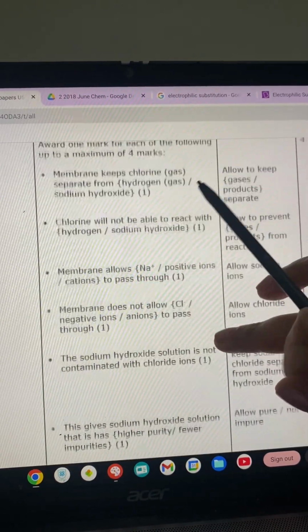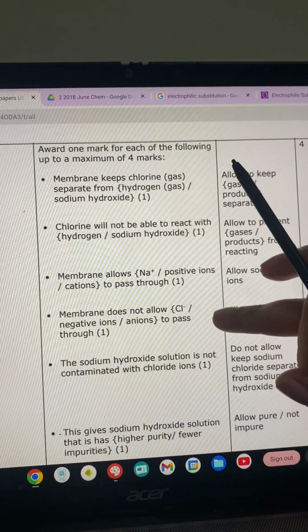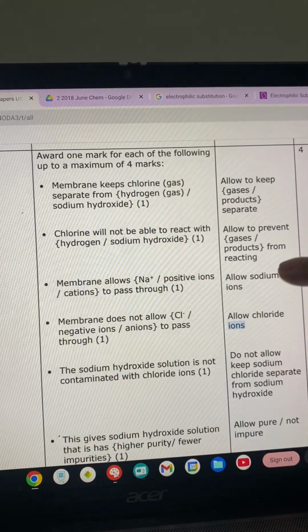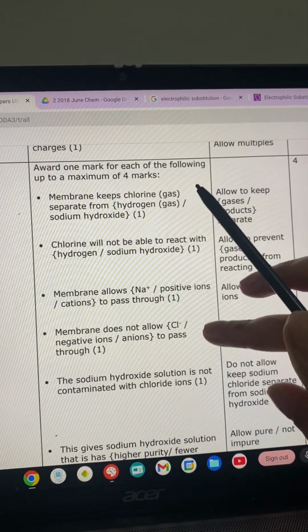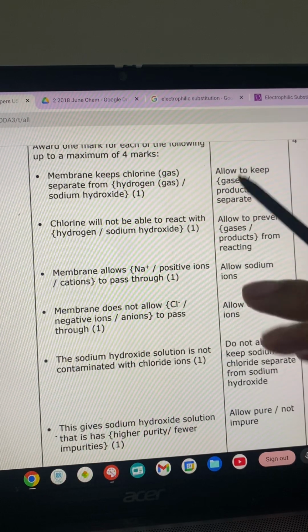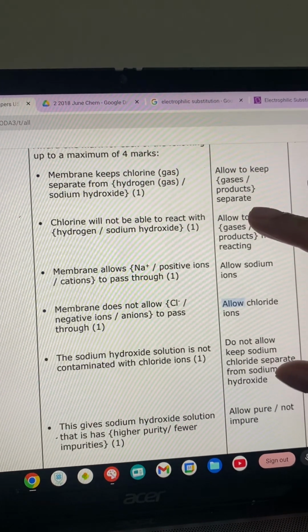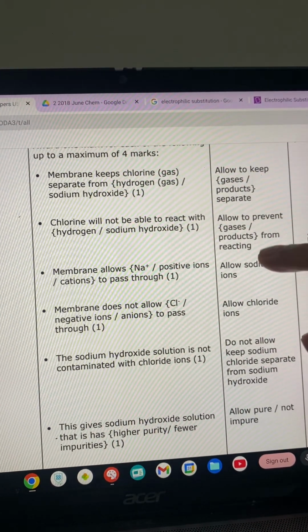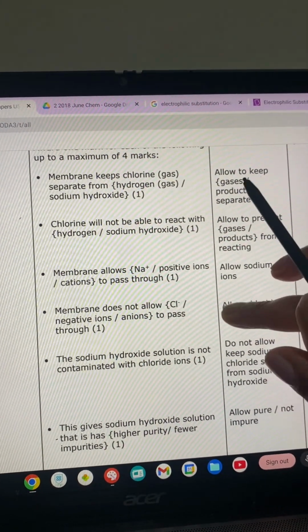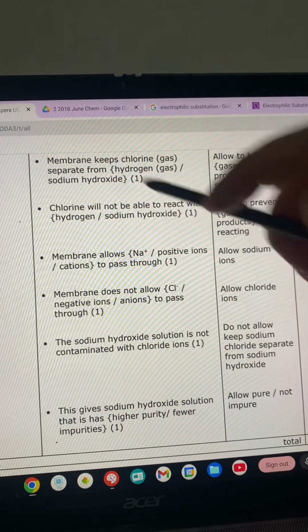Also, the membrane allows Na+ ions to pass through, okay, and it does not allow Cl- ions to pass through. So you get 2 different marks for saying that. So the membrane allows positive ions to pass through. Make sure you remember that. You get 1 mark for saying that, or for saying that it does not allow negative ions to pass through.